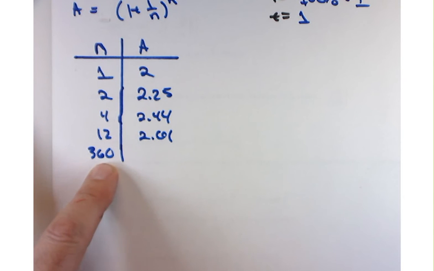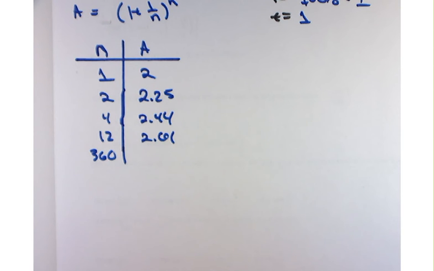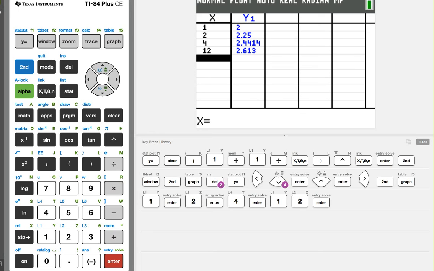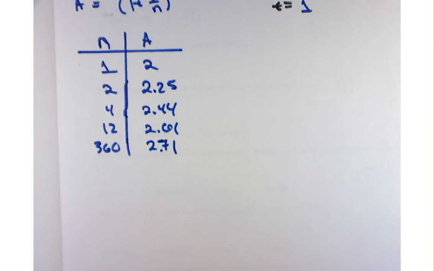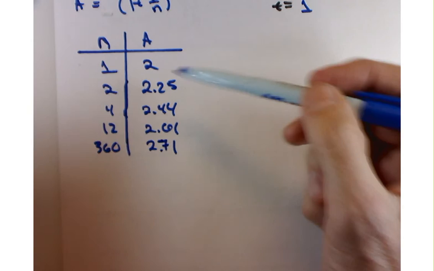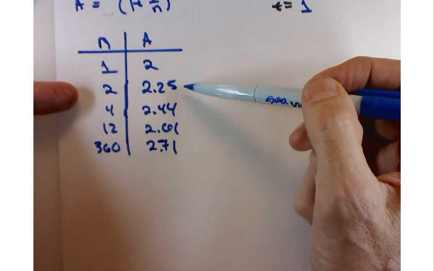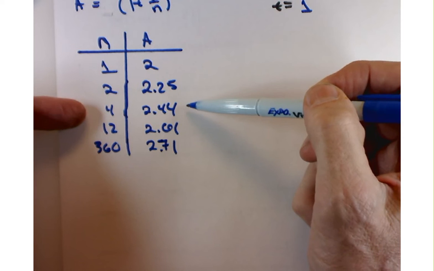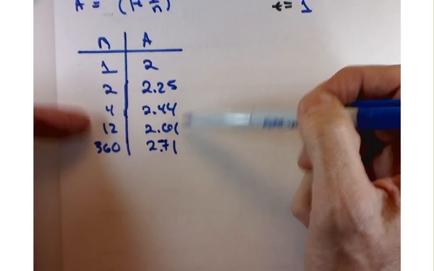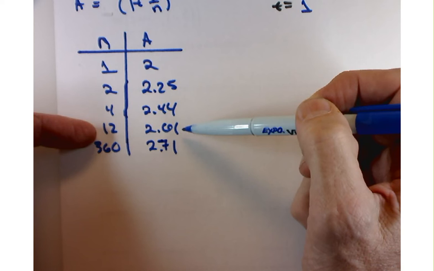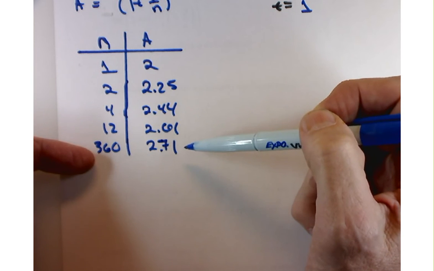And let's go up to what the banks consider daily interest, which is 360. And type in a 360. Now you get 2.71 back. But there's something odd happening here. It feels like we're slowing down. You went from 1 to 2, you got an extra quarter. You went from 2 to 4, you got an extra 19 cents. 4 to 12, you got an extra 17 cents. But 12 to 360, you only get an extra dime.